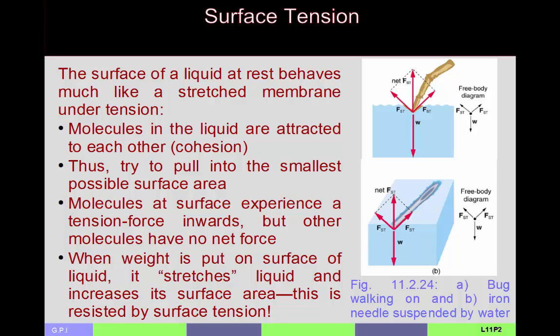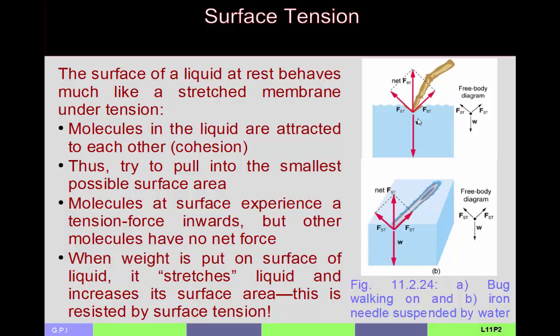This brings me to the last topic that I wanted to discuss in fluid statics, which is surface tension. Basically, the point of surface tension is that the surface of a liquid which is at rest can behave a lot like a membrane which is under tension. And so basically molecules in the liquid are going to be attracted to each other. This is sometimes called cohesion, by the way. So basically what this means is that they will try to pull into the smallest possible area.